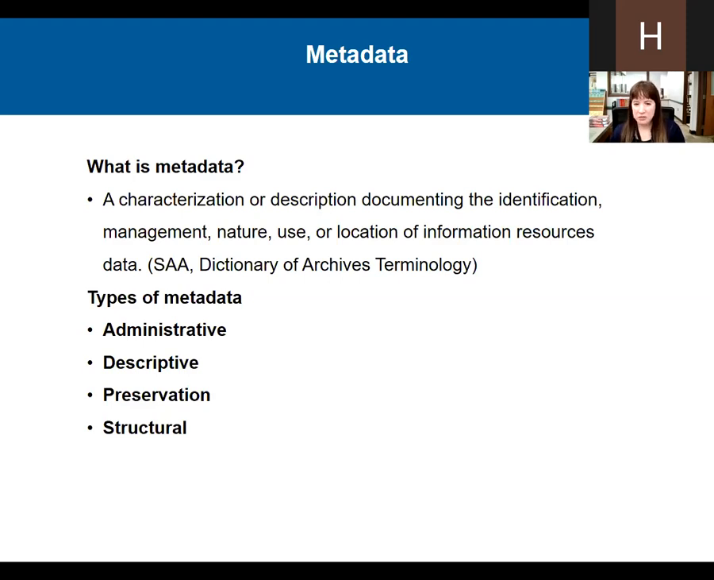So a definition from the Society of American Archivists for metadata is a characterization or description documenting the identification, management, nature, use, or location of information resources data. So it's a way of describing your file, your document. There are different types of metadata though. So you'll have administrative metadata, descriptive metadata, preservation metadata, and structural metadata. We'll go through each type just to give you an overview of what metadata entails, but we'll also go into a little bit later on of ways you can add some of these important pieces of information to your files.